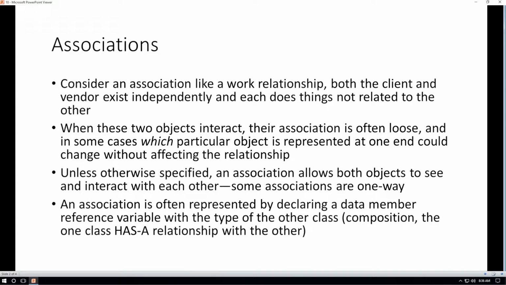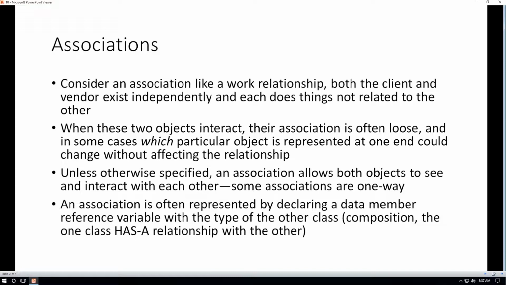A vendor may advertise certain products, the client shows interest, they talk and make a deal about providing those parts or services. They perform that contract, they pay, they're done. They've collaborated, yet they're two fairly separate entities that do many other things not associated with each other.